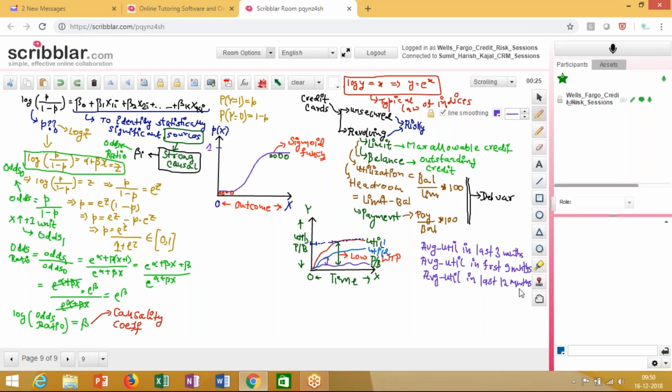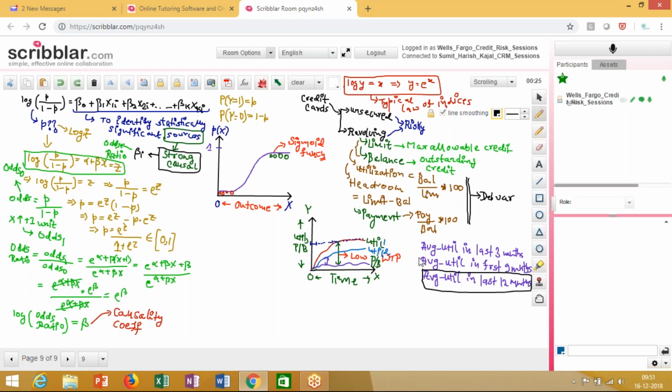The last 12 months. Now, what I do is I first look into the average behavior, the average utilization in the last 12 months. After I have looked into that average behavior, I split it down into two parts. So it's a different way that I'm looking into it.